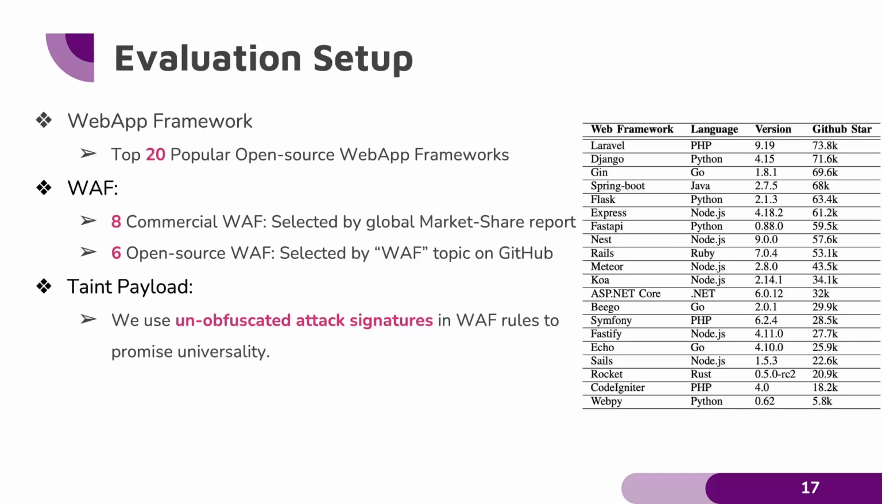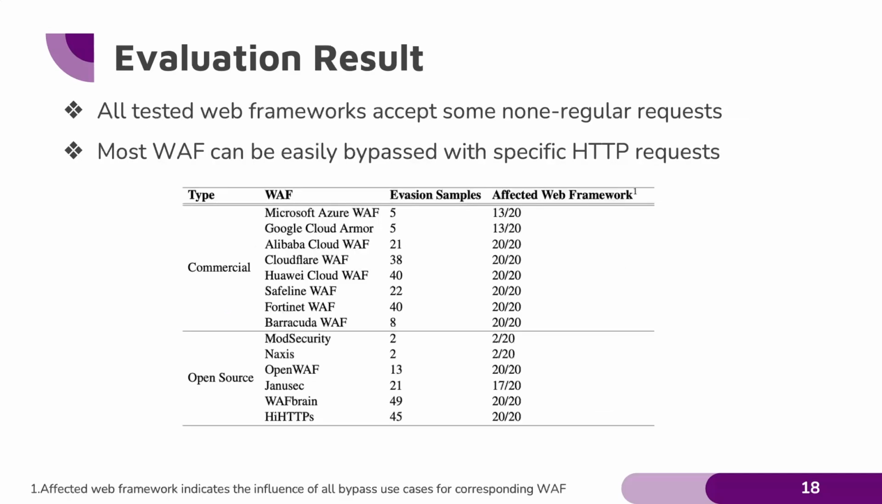In the evaluation, we select the top 20 popular open-source web app frameworks and 40 mainstream WAFs. For the setup of the taint payload, we use an unobfuscated attacker payload that will be detected by the WAF without mutating the HTTP request first. After evaluation, we found two interesting facts. The first is that all tested web frameworks actually accept some non-regular requests, and the second is that most WAFs can be bypassed with specific HTTP requests.